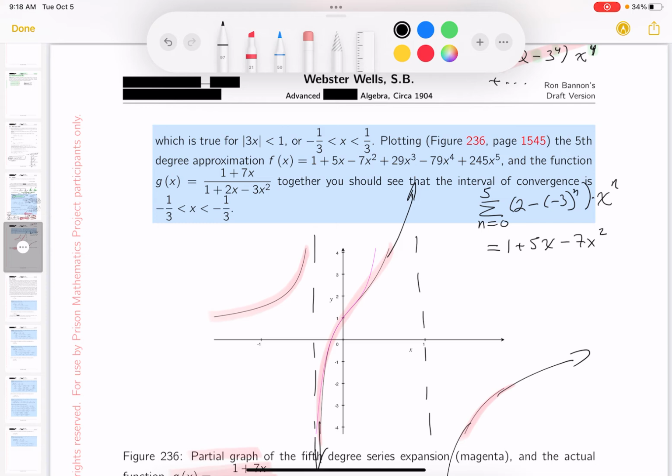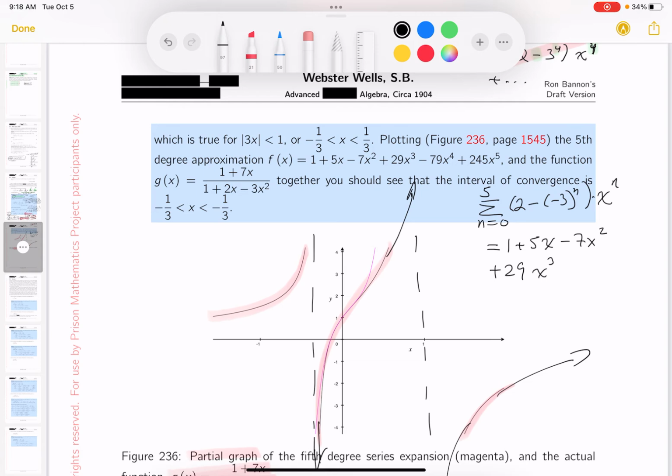So we did 0, 1, and 2. Now we're going to do 3. What are you going to get for 3? That would give you 2 plus 27, which is 29, x cubed. Now I'm going to go to 4. Let's see, 2 minus 81, which is minus 79, x to the fourth. Now 5. You get 243 plus 2, 245, x to the fifth. I'm just doing the arithmetic. I'm going to stop there.